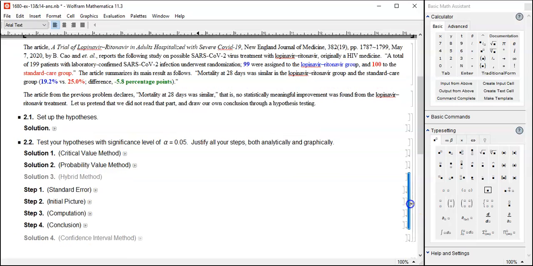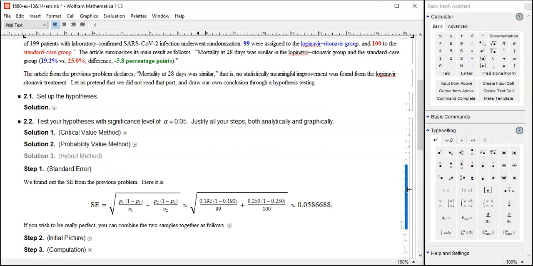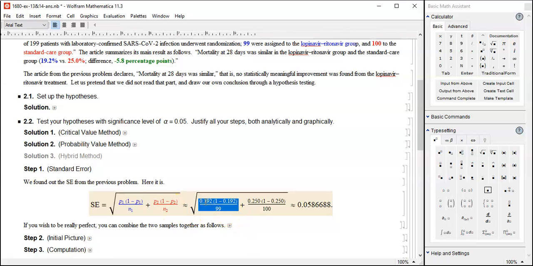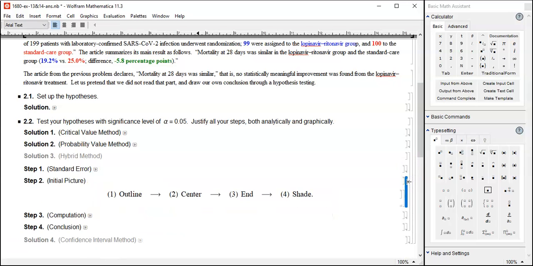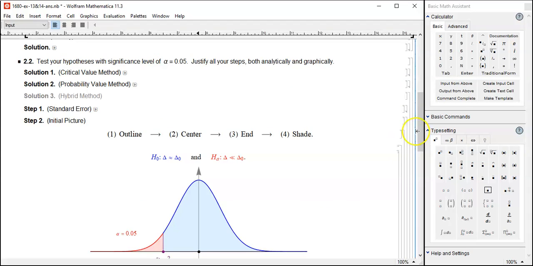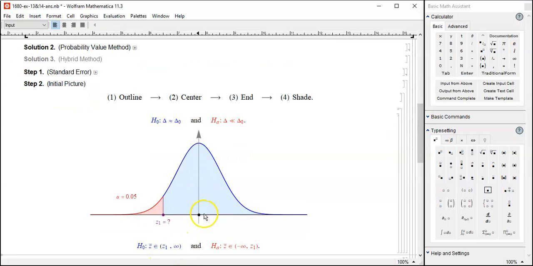And the starting point is always the picture. In this case, you have to do the standard error, but you already did it in problem 1a. So I'll just skip over. This is SE1 squared plus SE2 squared, and this plus that, and all the square root. Next, picture. And please remember this process: outline, center, end, and shade. Outline, it doesn't have to be real pretty. Center is always 0. End, you want the critical z value, z alpha value.